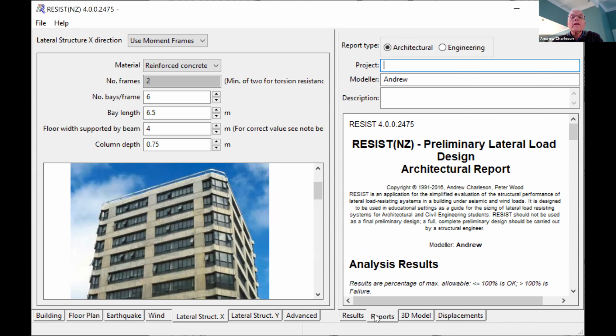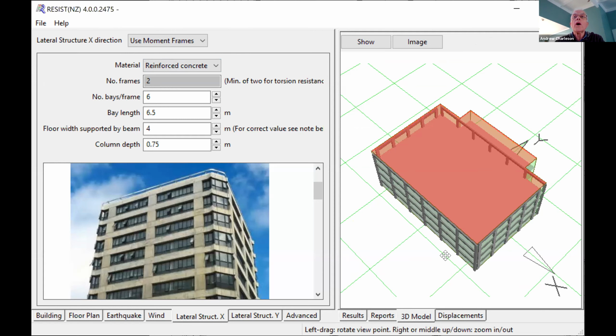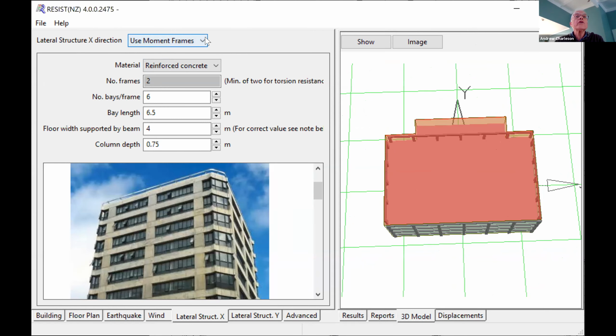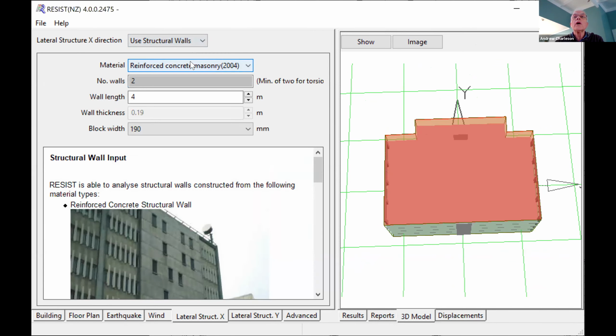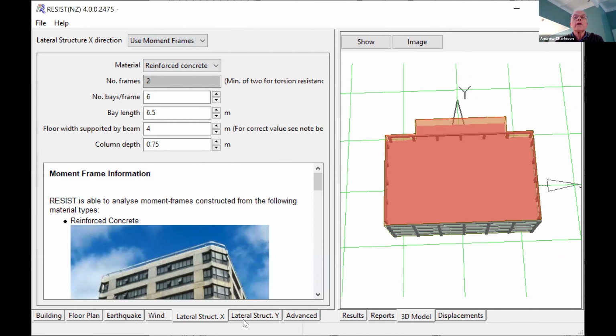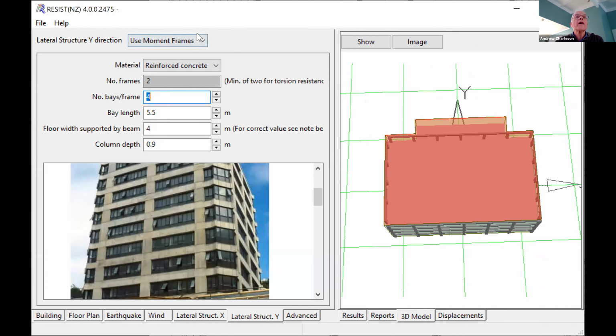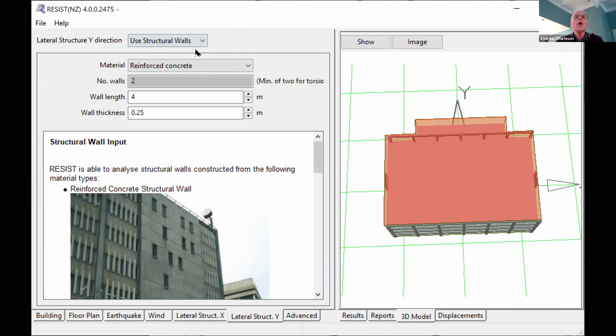Now we've done that successful design, I want to go back and see if we can use those 2 shear walls. So I'm going to go back, I'm going to go in the Y direction, and I'm going to see if I can use 2 structural walls. Sorry, it's wrong. It's in the X direction. So I go to the Y direction. I choose structural walls.